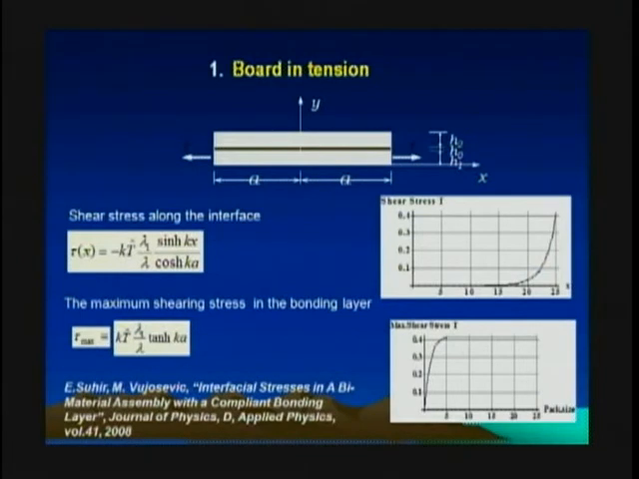It's clear that if the compliance of this layer is infinitely high, that means that the layer simply doesn't exist. That means that the upper component will not be stressed at all, and all the force, all the stresses will be experienced by the lower component.